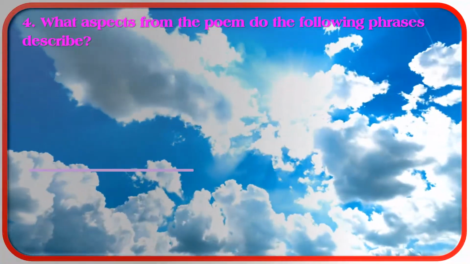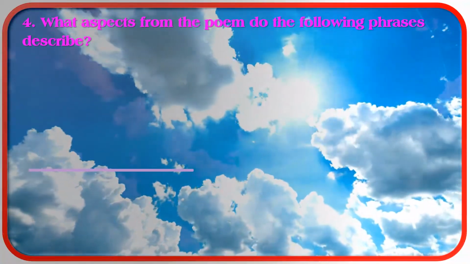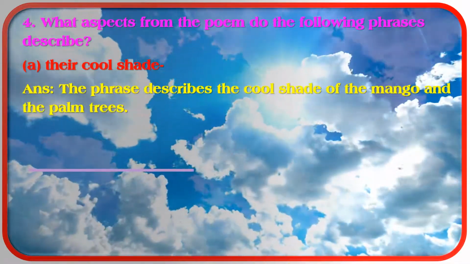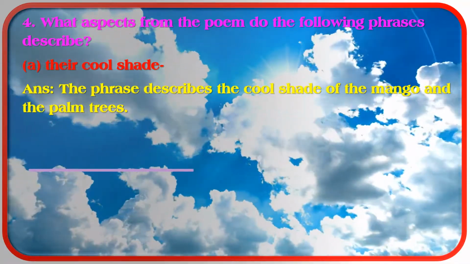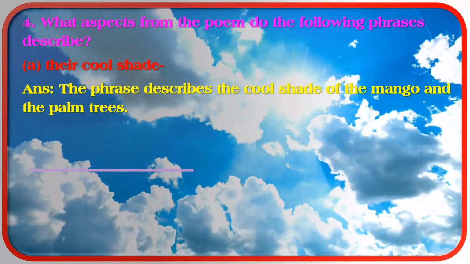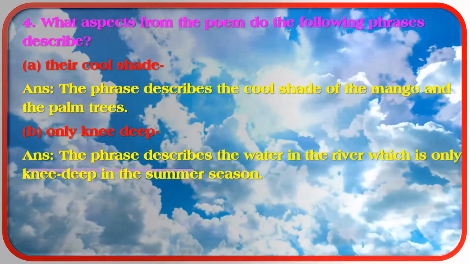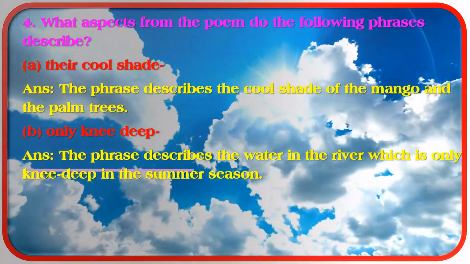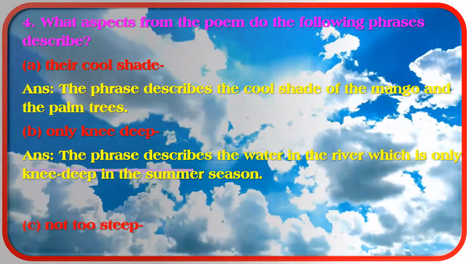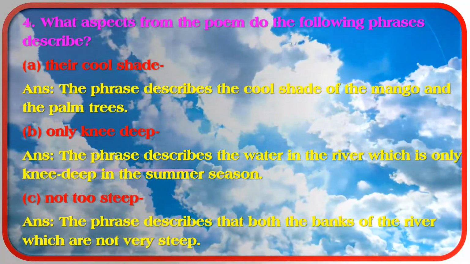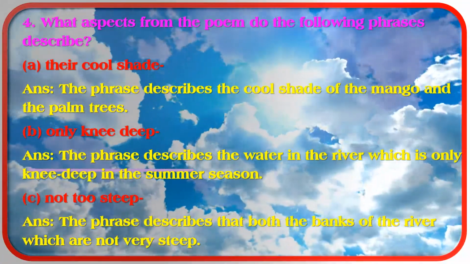What aspects from the poem do the following phrases describe? Their cool shade. The phrase describes the cool shade of the mango and the palm trees. Only knee deep. The phrase describes the water in the river which is only knee deep in the summer season. Not too stiff. The phrase describes that both the banks of the river are not very stiff.